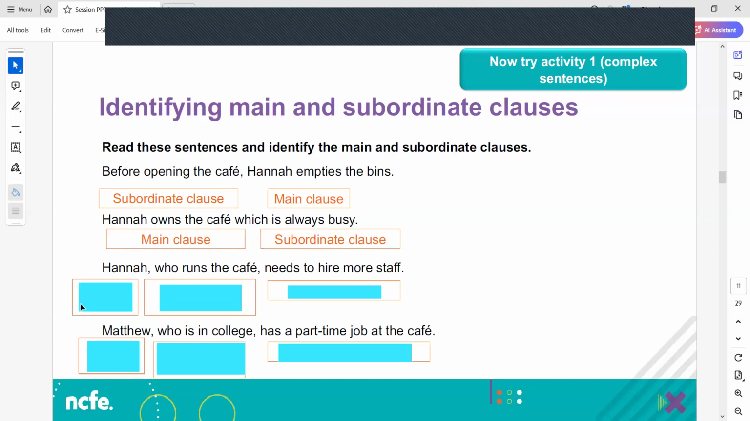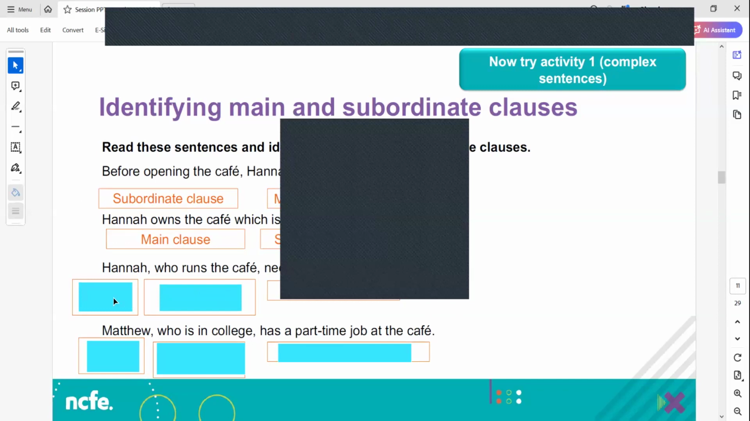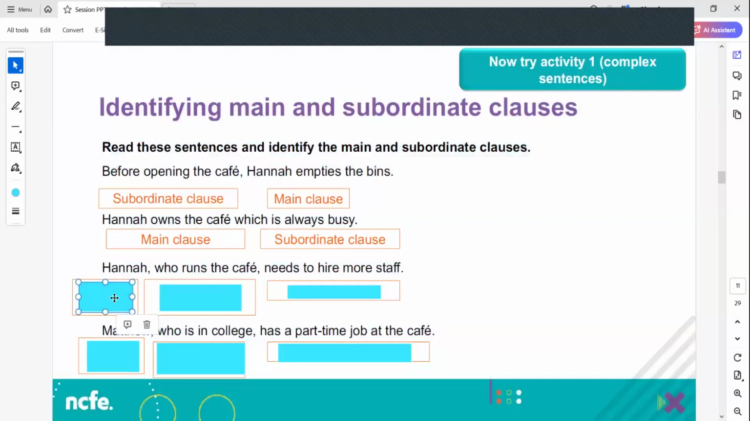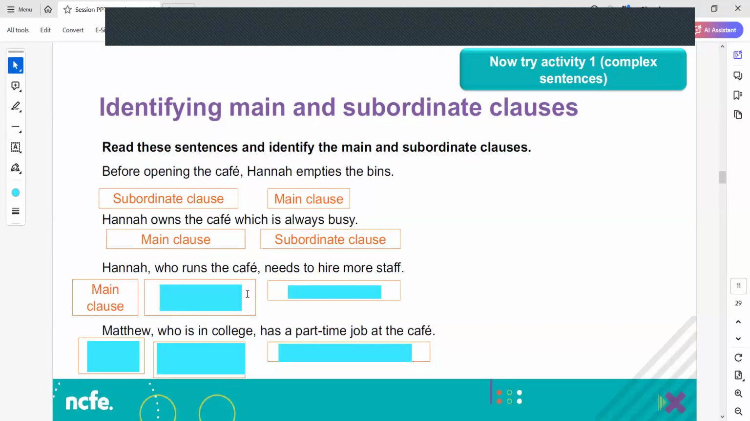So let's look at the next sentence. Hannah, who runs the cafe, needs to hire more staff. So those two commas show us that the main clause has been split. So which are the main parts and which is the subordinate? Hannah needs to hire more staff. Good. So is that main or subordinate? Main. Good. Well done. So there are main clauses, which means this is the subordinate clause.